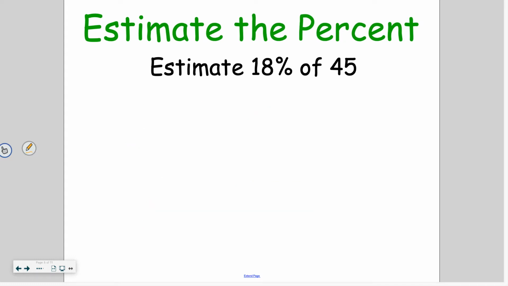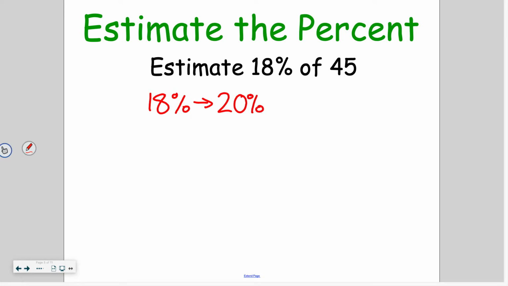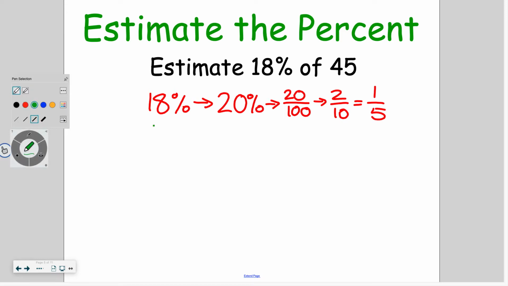In this next example, we don't have a percent that's at a 5 or 10. So we're going to need to start by rounding our percent. So we're at 18%. The nearest 5% or 10% is going to be 20. We're going to convert that to a fraction, which is 20 out of 100, which is 2 out of 10, which is equal to 1 out of 5. Now we look at our whole number. 45 can already be divided by 5, so we don't have to change our whole number.